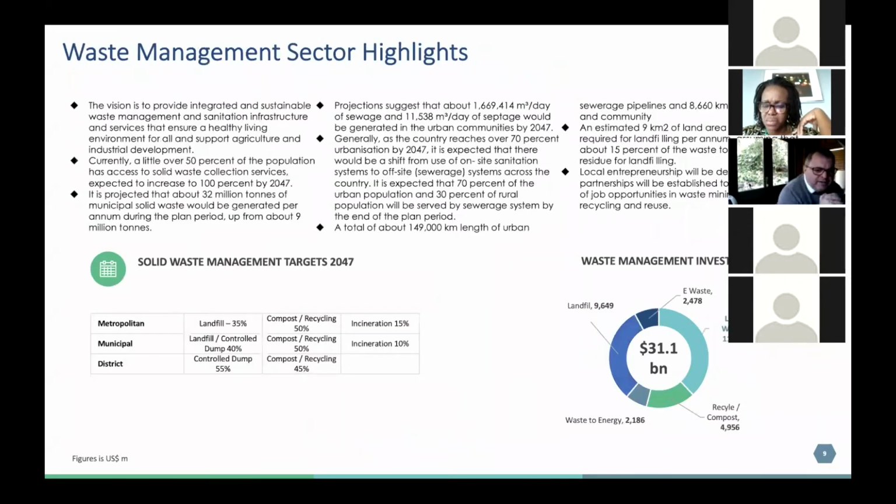Waste management sector highlights. Again, significant investments in this space, particularly in new landfill sites around the country and the provision of liquid waste services in the urban areas. Again, particularly important with the increase in urbanization that we see from the housing slides.